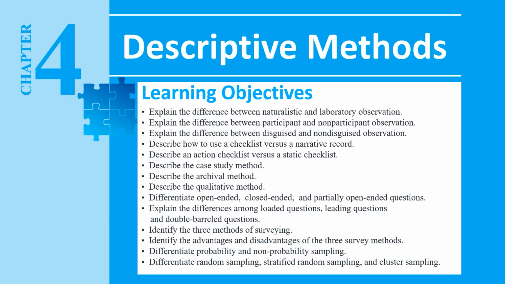method, differentiate open-ended, closed-ended, and partially open-ended questions, explain the differences among loaded questions, leading questions, and double-barreled questions, identify the three methods of surveying, identify the advantages and disadvantages of the three survey methods, differentiate probability and non-probability sampling, and the last one of the learning objectives, which is differentiate random sampling, stratified random sampling, and cluster sampling.